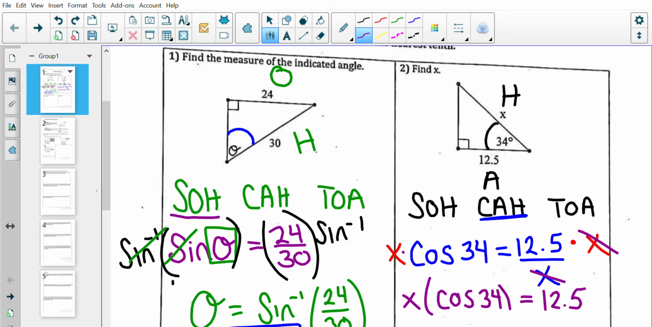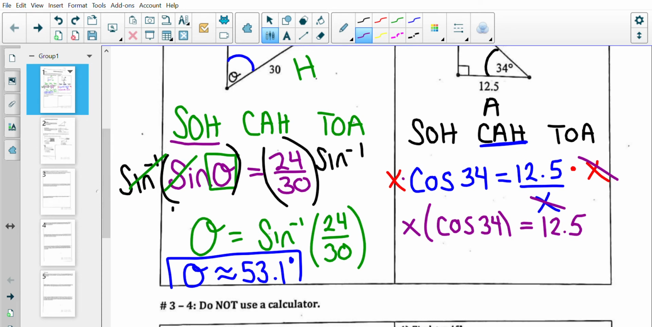We're still not ready to go to our calculator because we need to get x by itself. How are we going to get x by itself? Divide by cos 34 on both sides.